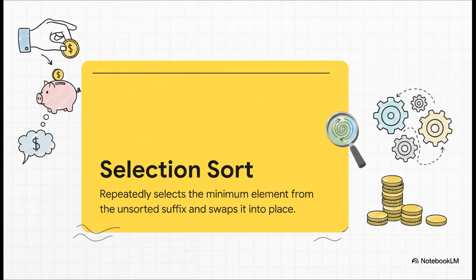Okay, next up, selection sort. I call this one the frugal swapper. And its whole game isn't necessarily about overall speed, but about being extremely, and I mean extremely, efficient with one very specific operation. Let's see what that is.